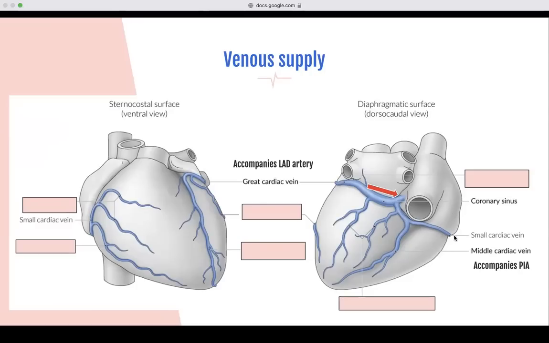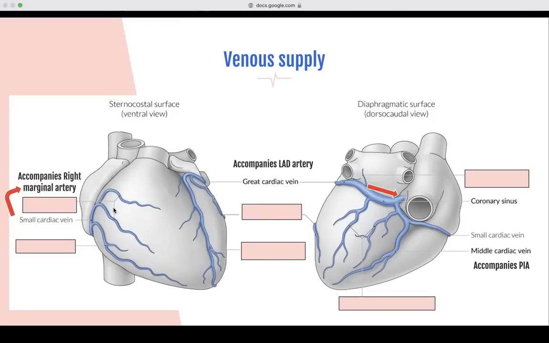Whenever you see the right atrium and then you see a vein and they ask you what's the name of the vein, you think of the small cardiac vein. The middle, it's easy to identify. It's in the posterior interventricular groove. And the great, it's also easy to identify. It's in the anterior interventricular groove. Okay. And yeah, it accompanies the right marginal artery.